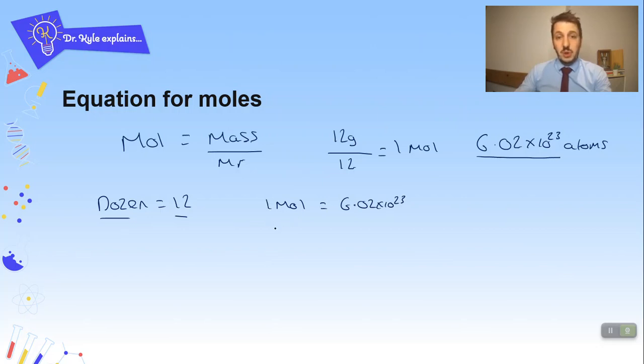And so if you have 2 moles, you have twice that number. If you had 0.5 moles, you would have half that number. Just as in a dozen, if you had half a dozen, you would have 6, or if you had 2 dozen, you would have 24.